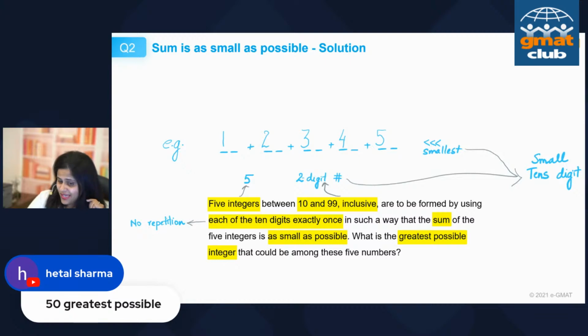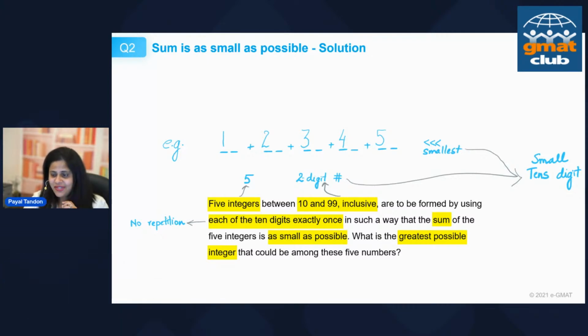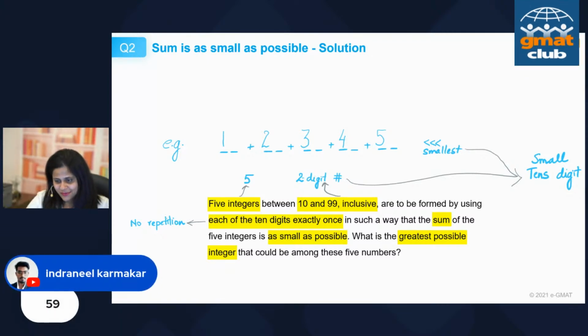So Hetal, 50 is not the greatest possible. 50 is a possible number, but you also have 9 as a candidate here. So 59 is the correct answer. Okay. Got it, everyone?